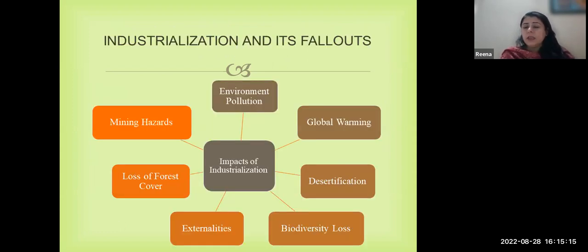Okay. So basically, industrialization has many fallouts, and just to name a few, because it's a long list: environment pollution, mining hazards, global warming, loss of forest cover, desertification, externalities, biodiversity loss. So we will be discussing all of it. What are externalities? Because most of you must be new to this kind of term. So what kind of environment pollution is being caused by development activities in general?